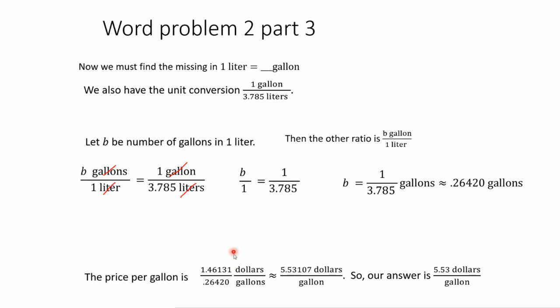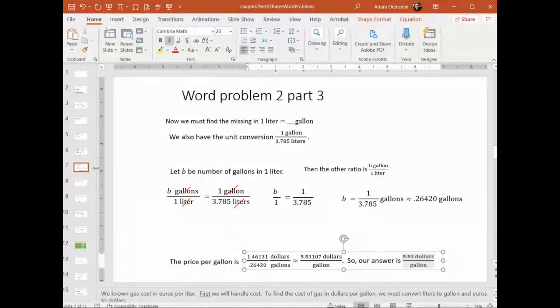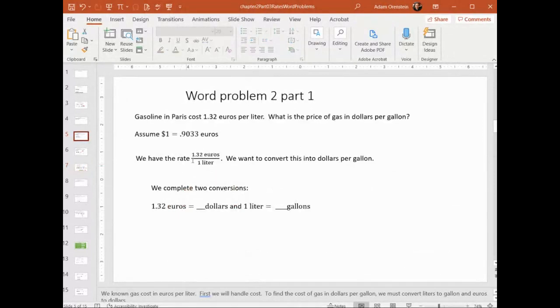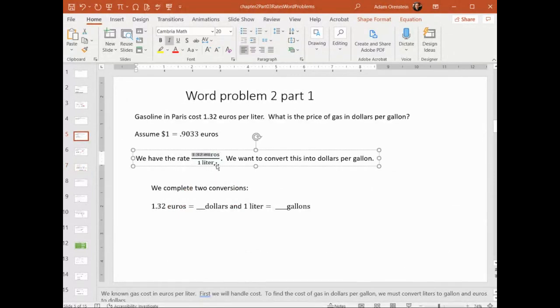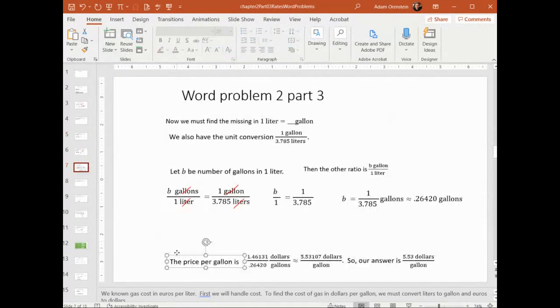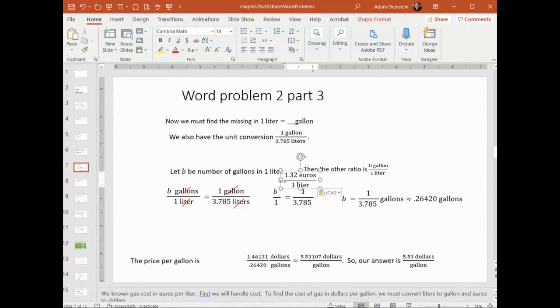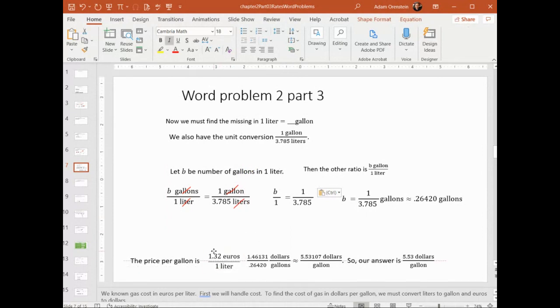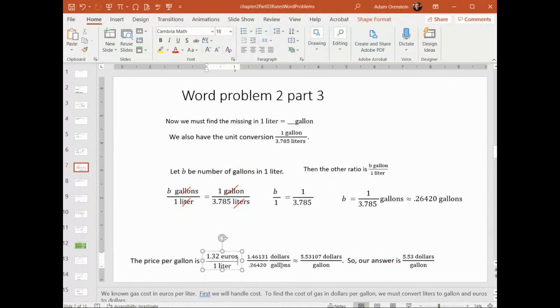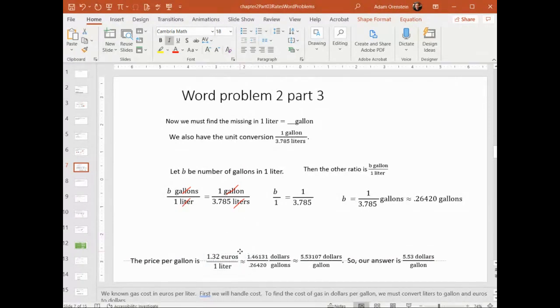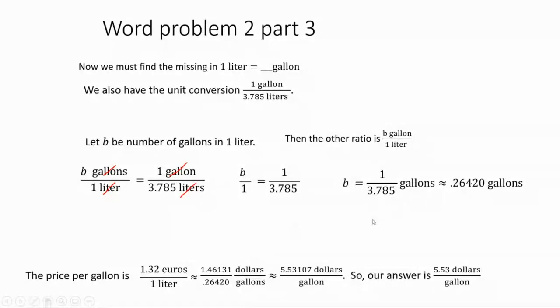He says our answer is $5.53. So does that mean? Yeah, hold on. I got it. Maybe this will help. This was basically given. So from here, I just substituted the results we got, and that's how we got our answer.